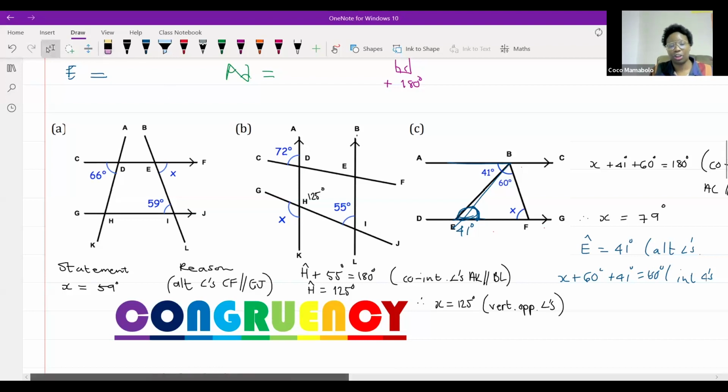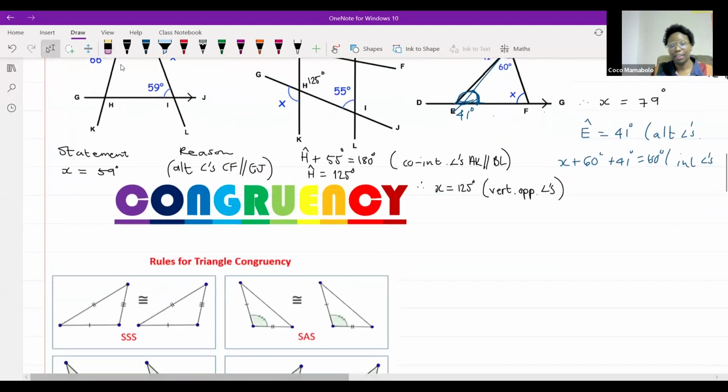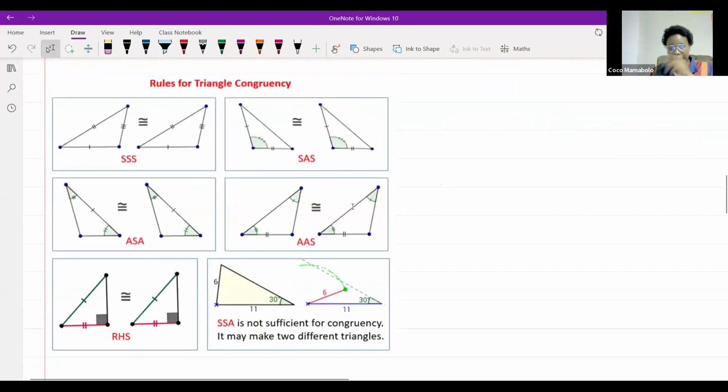Okay, let's talk about congruence, guys. Now, I want you guys to note that there are really only 5 rules for congruence, but let's talk about the word congruent. What does congruent actually mean? When we say that 2 shapes are congruent, what do we actually mean about these 2 triangles or these 2 shapes? Correct. Yes, Tabitha, I will take equal, but let's be a little bit more specific.